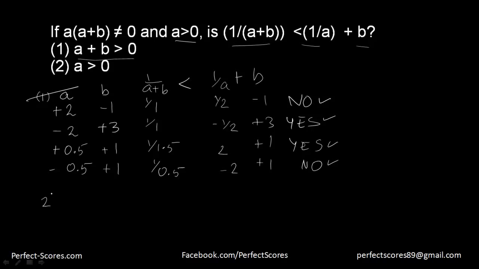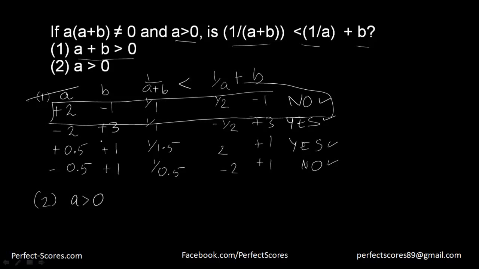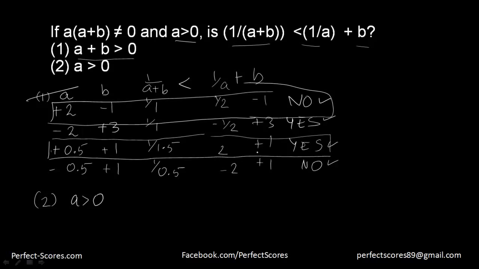Now when I pick up my statement 2, it says a greater than 0. That means let me pick up the values where a is greater than 0 in this table. That will actually help me to reach a conclusion. Now this over here is a greater than 0, right? And this over here, it says that a is greater than 0, right?